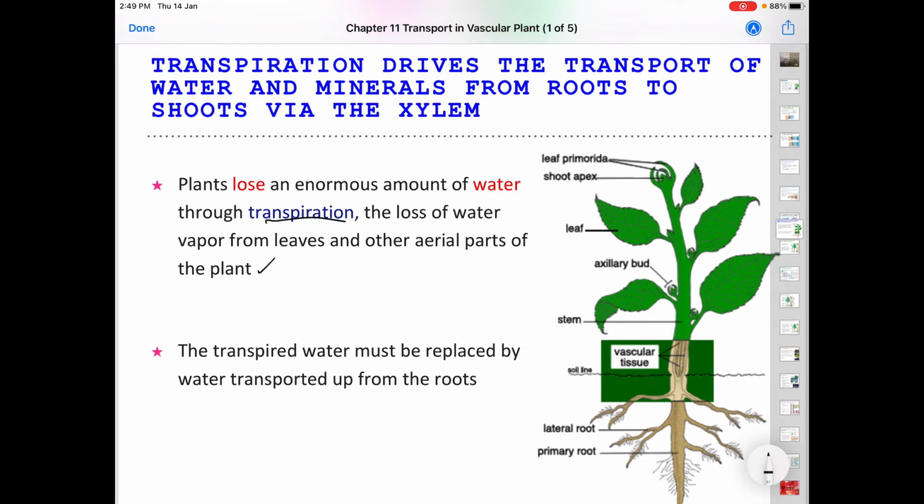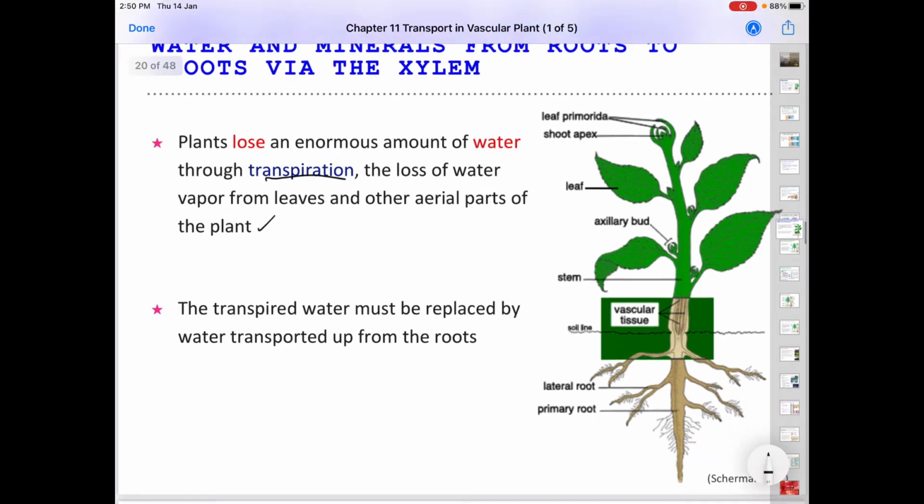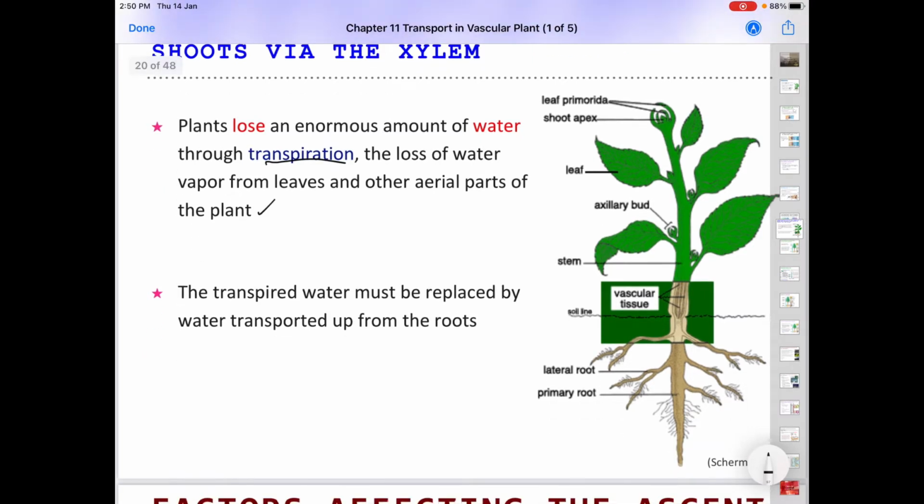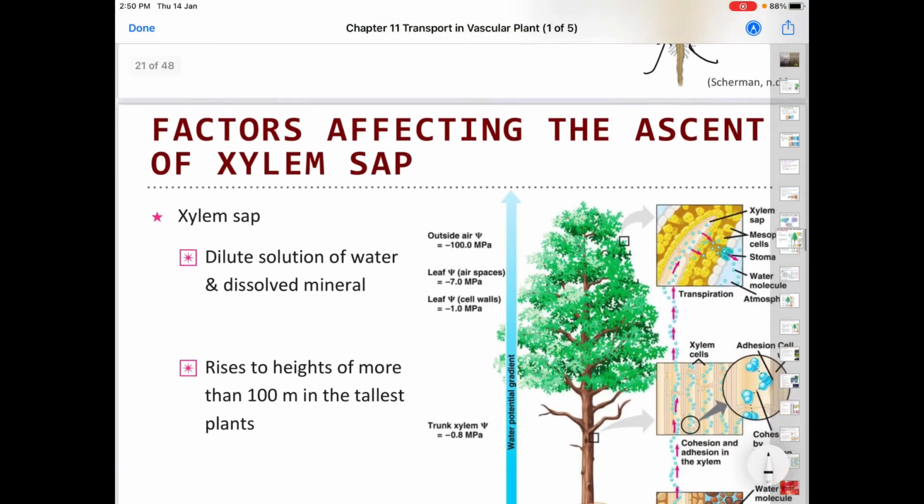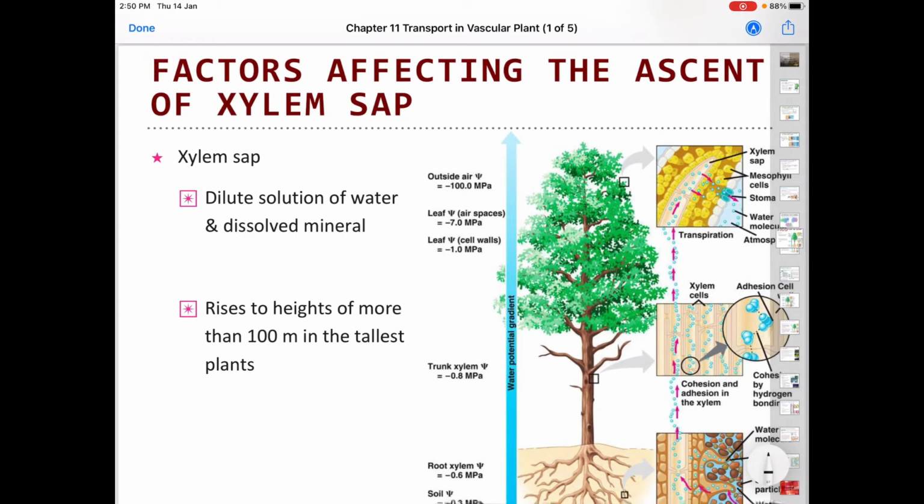Plants lose an enormous amount of water through the process of transpiration, which is the loss of water vapor from leaves and other aerial parts of the plant. The transpired water must be replaced by the water transported up from the roots. So any water that leaves the plant must be replaced. So the root will take in water in order to replace the removed water.